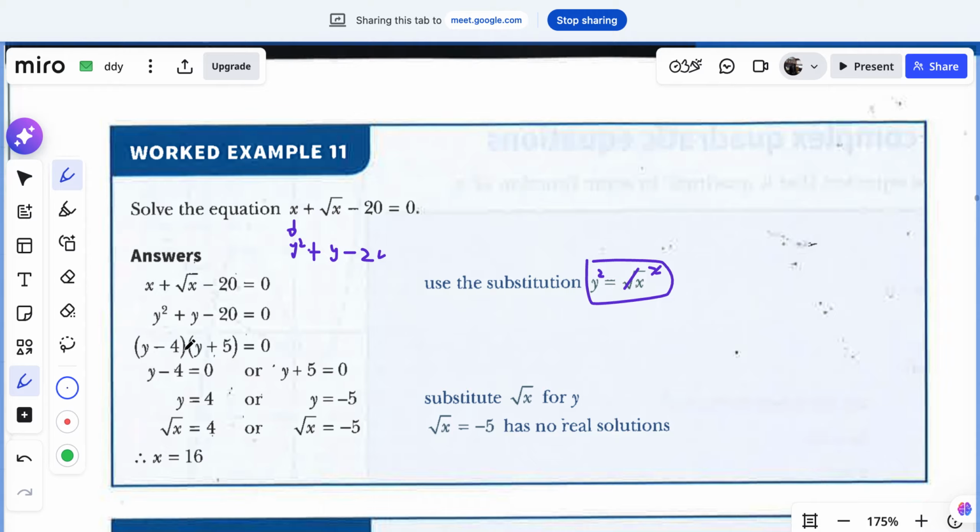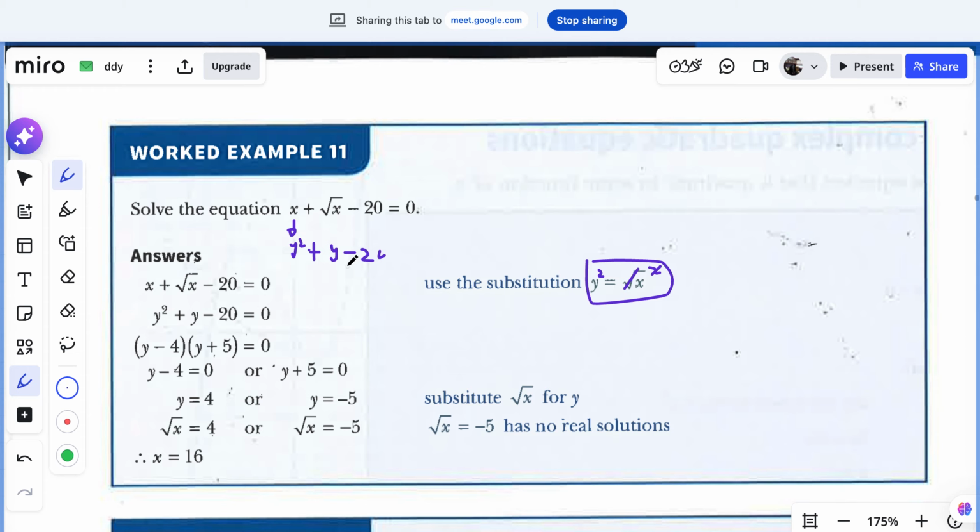So you just say y minus 4 in one bracket, y plus 5 in one bracket equals 0. You always break it down, okay? Break it down, it's easy to know. You bring this one here, y equals positive 4. This one, y will be equal to negative 5.